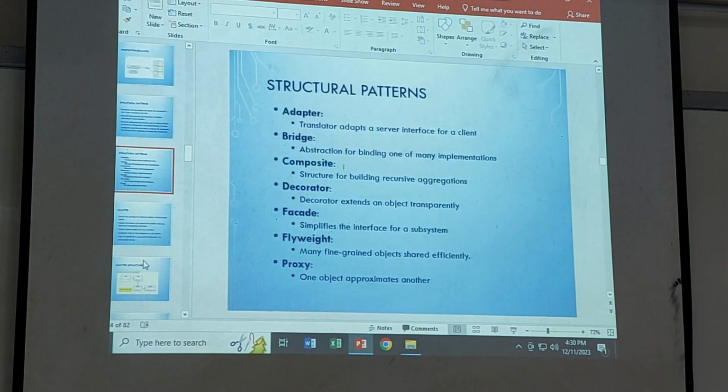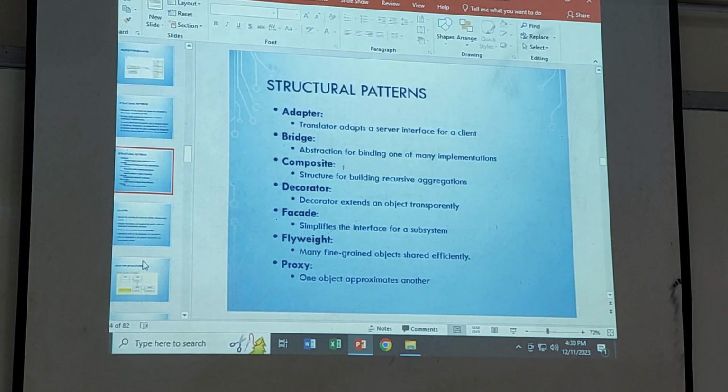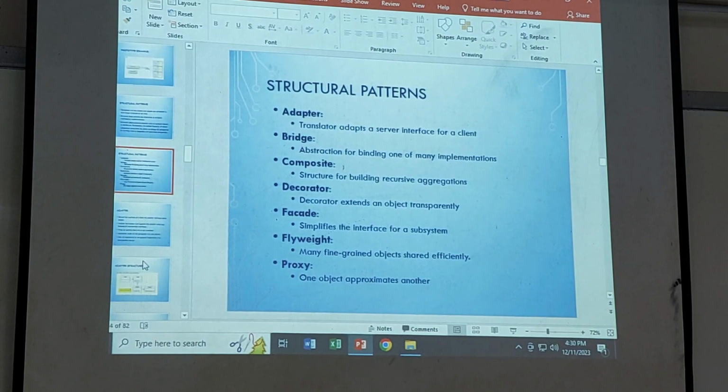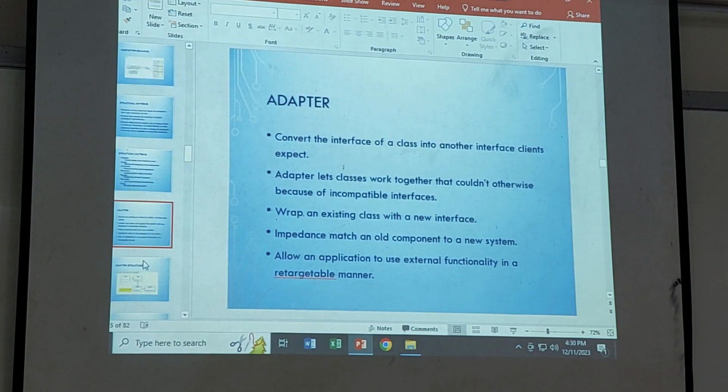Okay, now continue. These are examples of patterns that fall under this classification: adapter, bridge, composite, decorator, facade, flyweight, and proxy. Okay, we are going to start with one first. According to the notice, the adapter is one of the test topics. Okay, what is adapter?